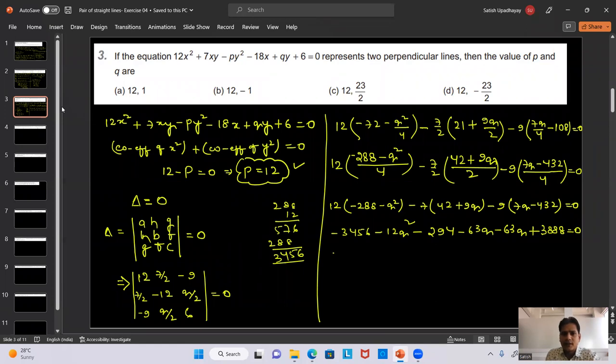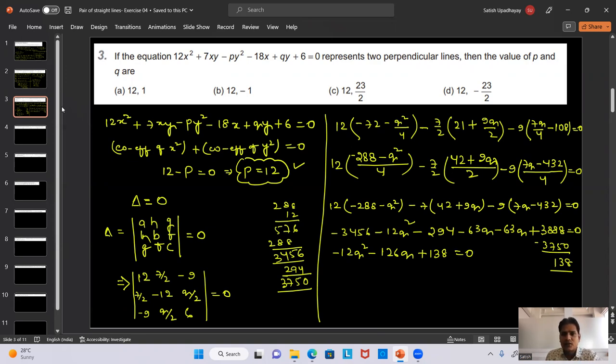So what we get finally, it is coming out to be minus 12 Q square, and minus 63 Q minus 63 Q will be minus 126 Q. Okay, and if you add this 294 in it, so it will be 6, 4, 10, 15, 7, and 3750, and we have to subtract it from here. So 3750, so it will be basically 138, and with positive sign. So plus 138 equal to 0.